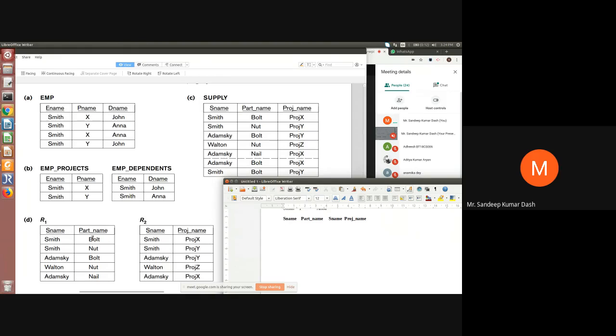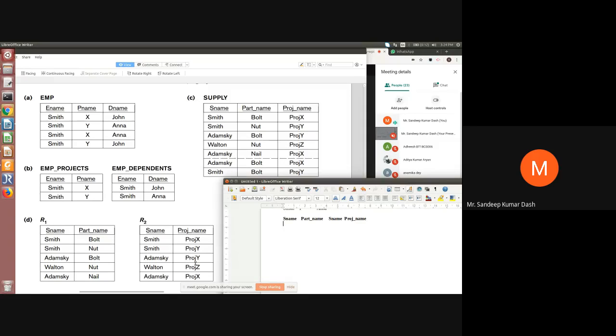Sname got combined with Smith, so Smith and Smith is equal. Now bolt will be combined with project. That means Smith bolt will be combined with Smith project. Similarly, wherever Smith is there, it will be combined. Smith is here, so Smith bolt will be combined with Smith project Y. Smith nut will be combined with Smith project X. Smith nut will be combined with Smith project Y.